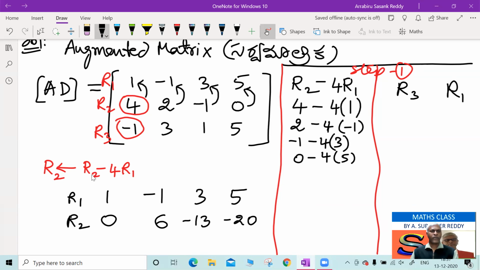By applying this formula R2 minus 4R1, we are changing R2 elements. So all the 4 elements will change. Our intention is to make first element 0. So first we are making zeros, one by one we make them as 0. So we converted one element into 0.